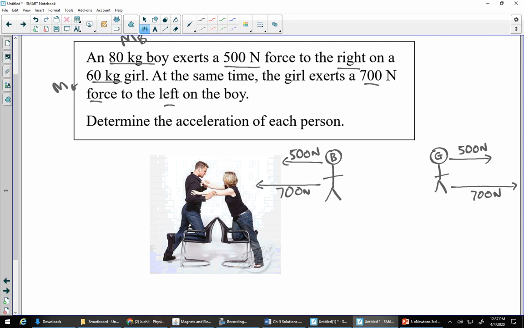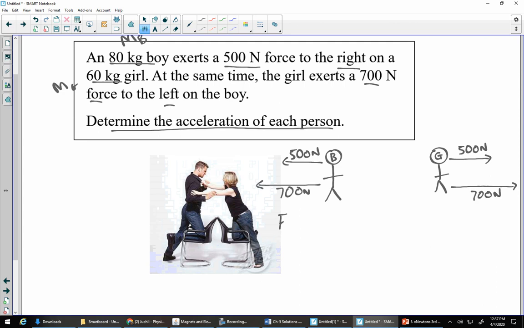Cool. So once we've got our free body diagram set up for this, once we understand that, yeah, the boy is pushing the girl with a force of 500 newtons, but because of Newton's third law, the girl's pushing right back with 500 newtons, and vice versa with our 700 newtons on the bottom there. Once we understand that, it's not so bad.